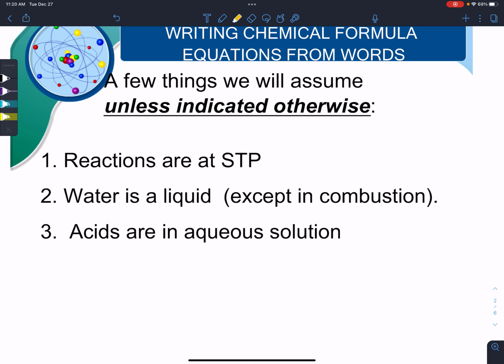And the last thing we're going to assume is that all acids are in aqueous solution. So if you have an acid, hydrochloric acid, sulfuric acid, whatever the case may be, it's always going to be AQ. It is always in water.